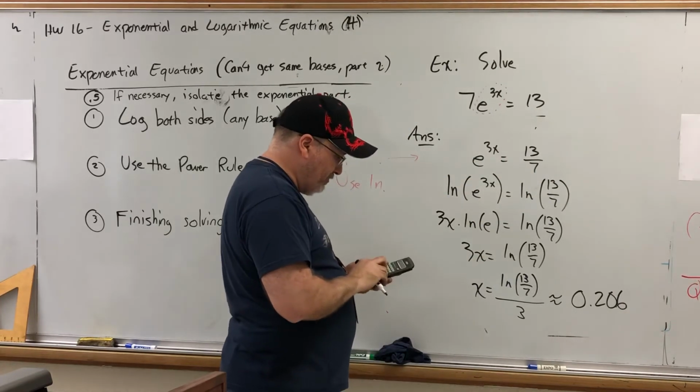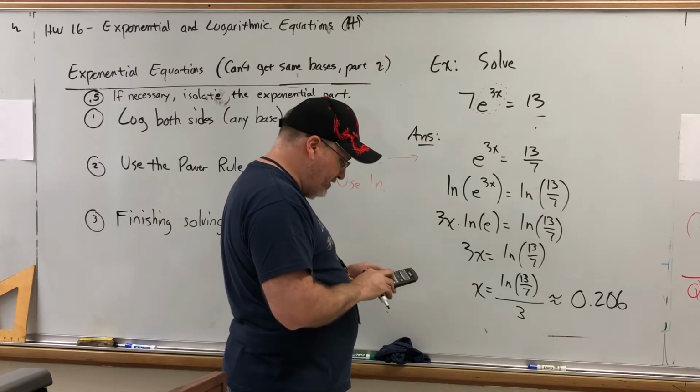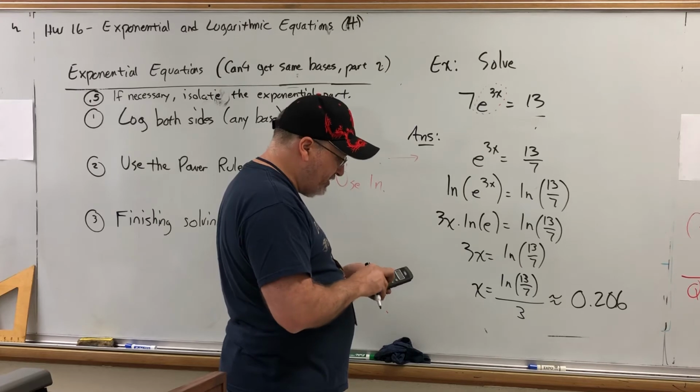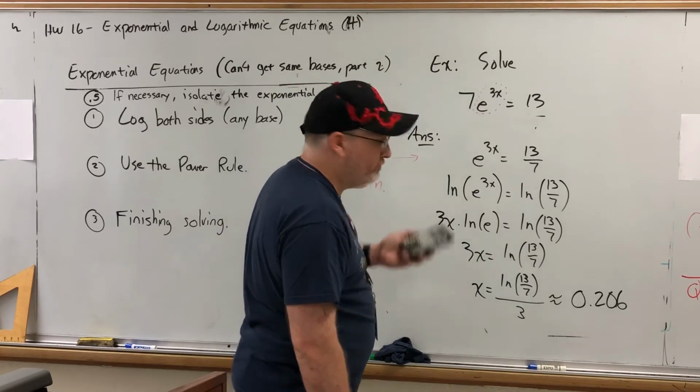I can check it by putting 0.206 here and seeing if I get 13. 7 times, open parentheses, because I have this type of calculator, 3 times 0.206, close parentheses, e to that power equals, I get 12.99. Pretty close.